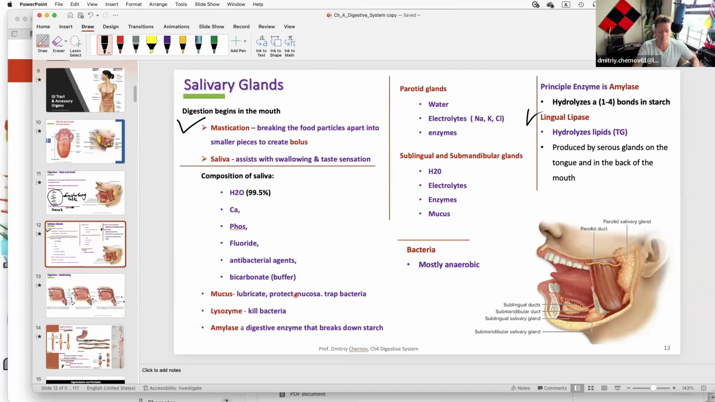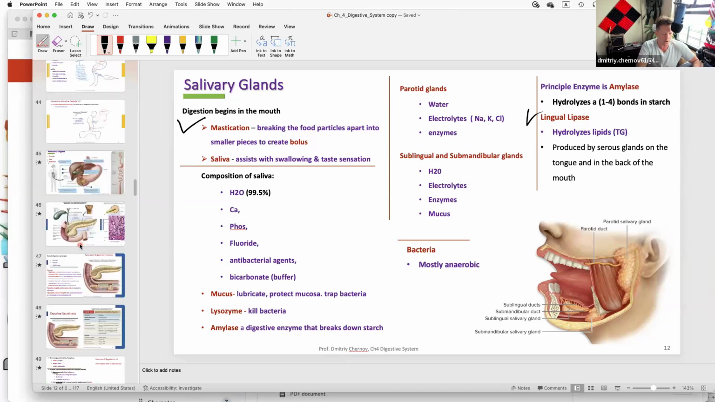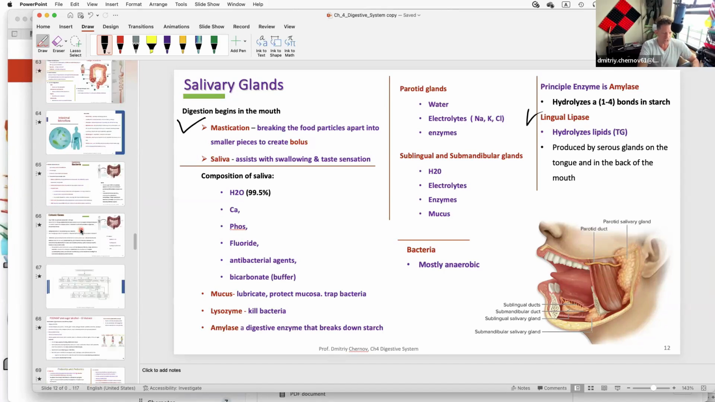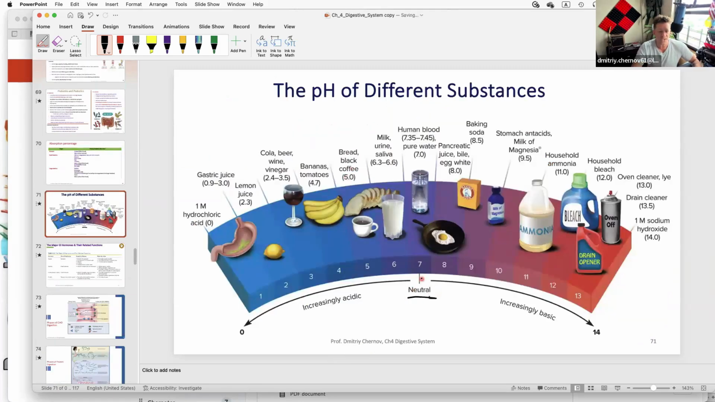So I think I have somewhere here the pH scale of foods. Yeah, here. Neutral is 7, we all know that. Bread, acidic. Bananas, acidic. Cola, beer, wine, vinegar. Well, who drinks vinegar? But let's say, in the morning, some people take apple cider vinegar, thinking they're going to help themselves. Whatever. Cold beer, wine, lemon juice. It depends, it's very acidic.